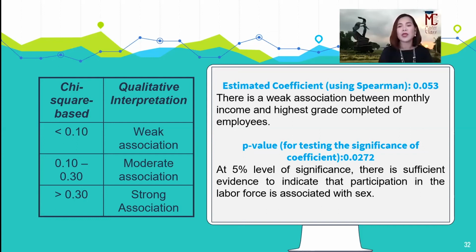So for the case of chi-square, this is the cutoff that we use. If the coefficient is less than 0.10, we declare that there is a weak association between the two categorical variables. If the coefficient is between 0.10 to 0.3, that means there is a moderate association. And if it is greater than 0.3, that means there is a strong association. All right. And also, there is no positive or negative in interpreting the association for the nominal variables.